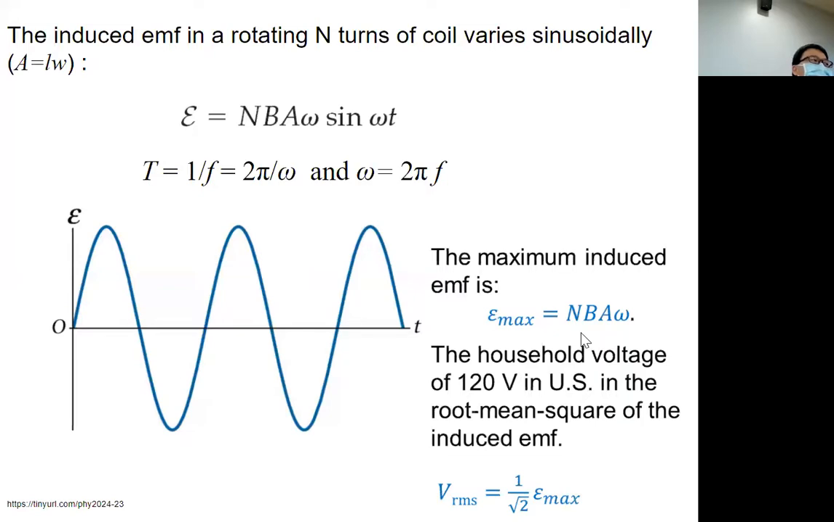When you have an appliance, its specifications are usually given as root mean square quantities. So the 120 volts we use here refers to the root mean square, not the maximum value. The maximum value is higher, around 180 or so, for the maximum.